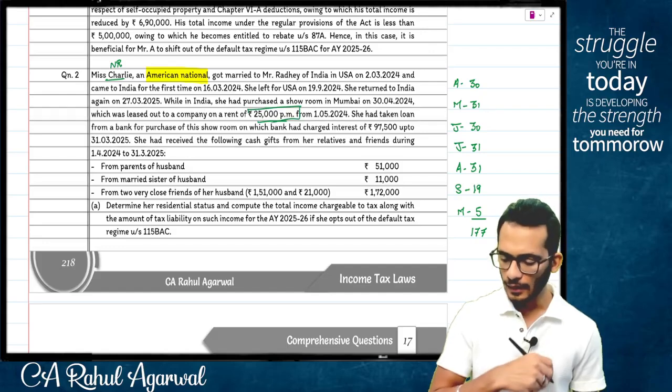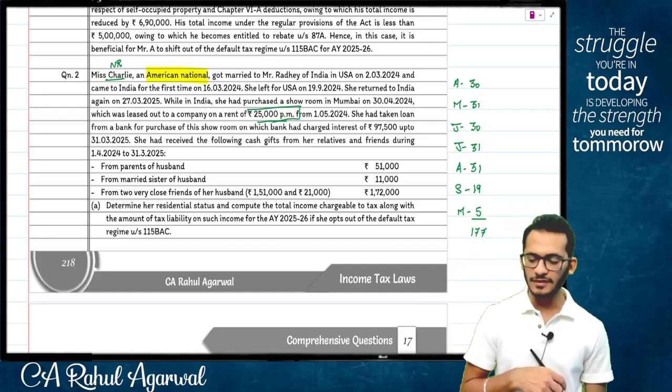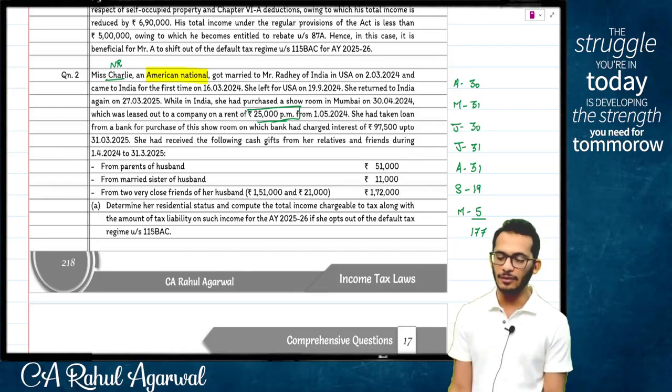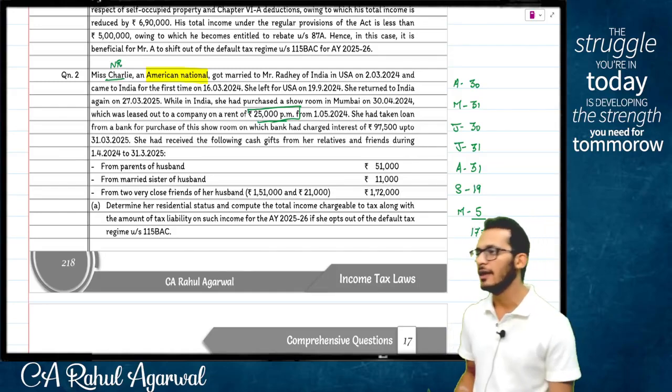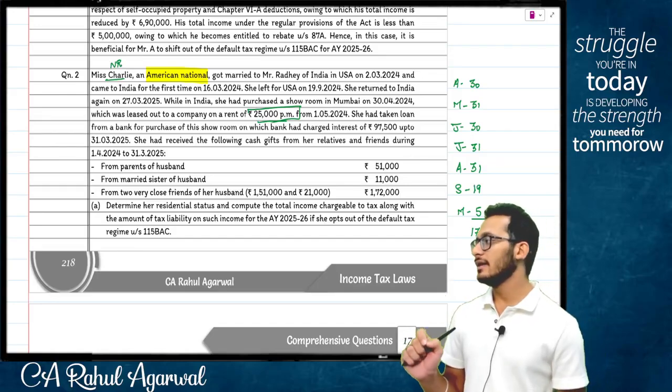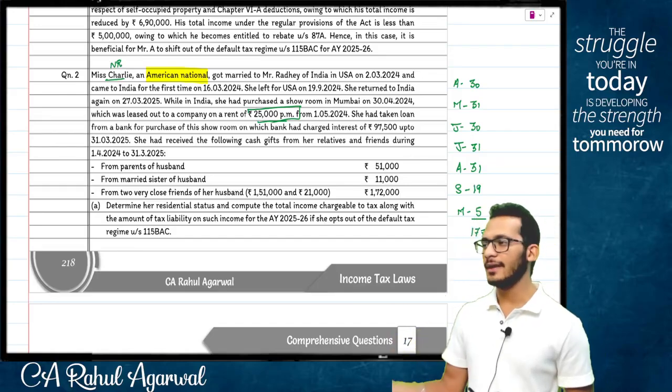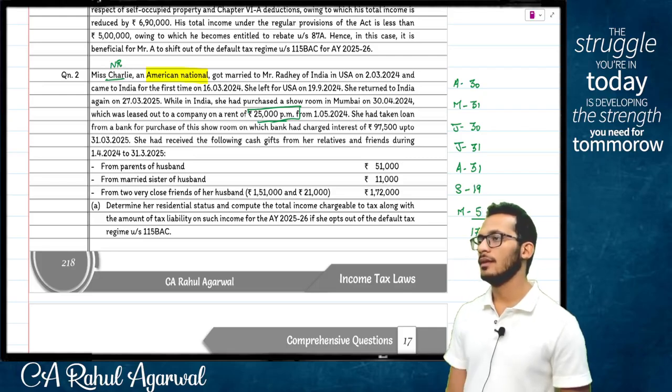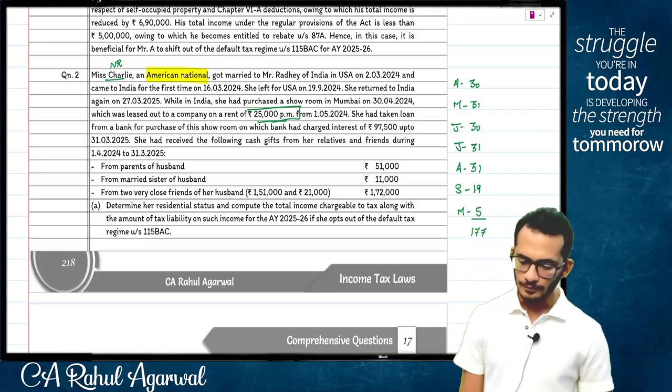Keep this income. Next, she has taken a loan from a bank for purchase of the showroom, for which the bank has charged 97,500 up to 31st March 25. The bank has charged interest on loan. People, we are under house property.